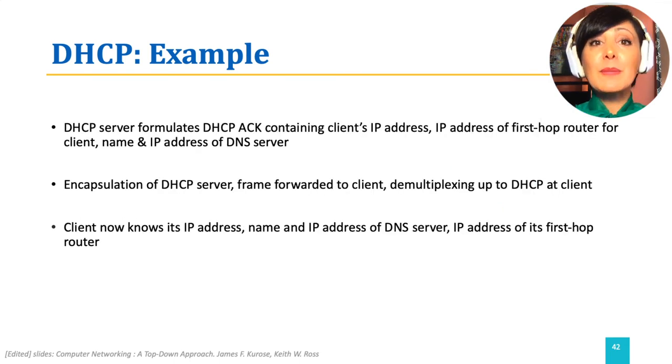DHCP response from the DHCP server goes through a similar process. Server encapsulates it using UDP, IP, then link layer protocol with the same process and sends it to the client. It is decapsulated again at the client, which finds out its IP address and the other information from the application layer message of the DHCP.